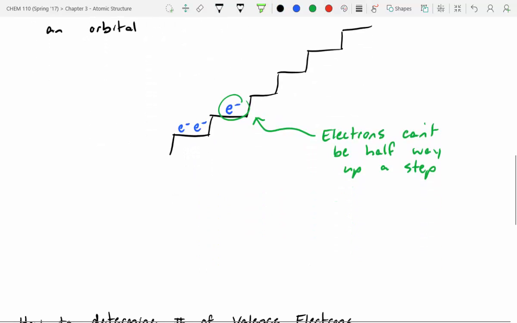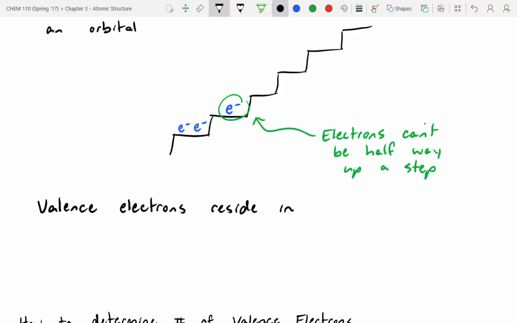So let's make another note that valence electrons reside in the highest energy orbital. I'll put the S in brackets here, so it can be one orbital or many orbitals. All right, so let me show you guys the easiest way to determine the number of valence electrons for a given element.